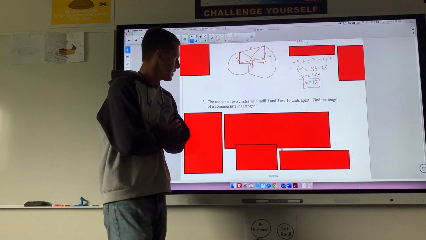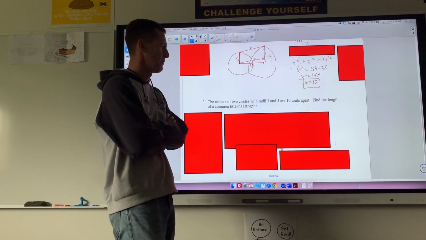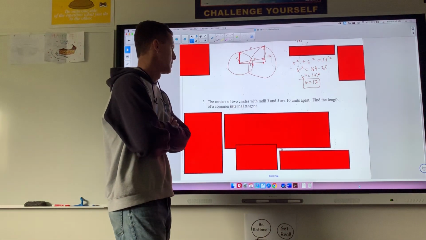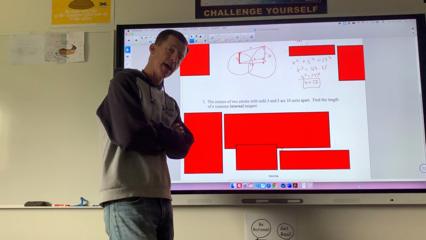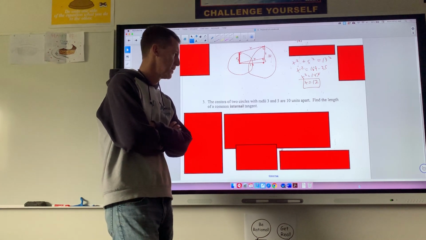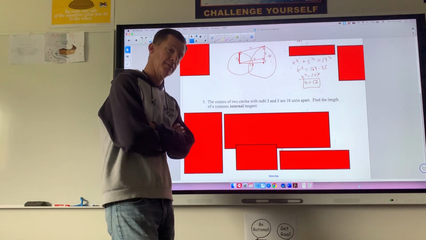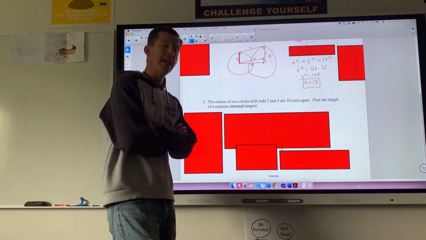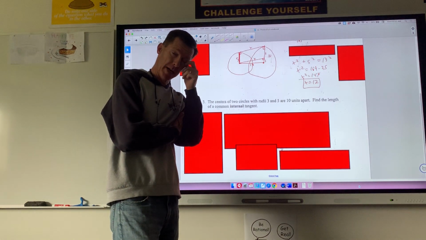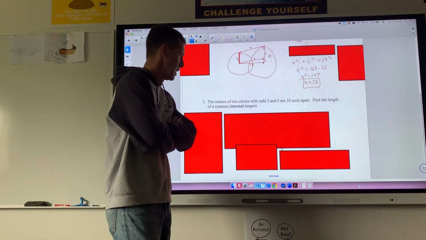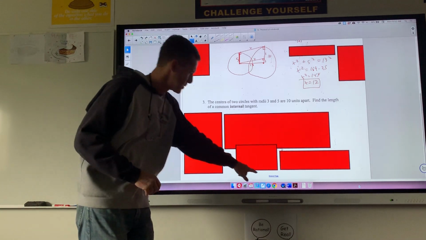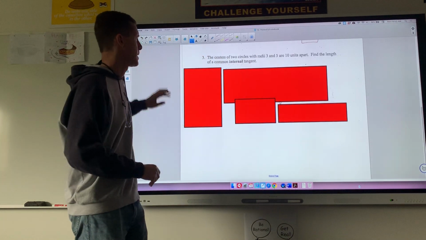number 3. The centers of two circles with radius 3 and 5 are 10 units apart. Are they going to overlap? What do you think? Find the length of a common internal tangent. Okay, so we're doing an internal tangent this time. So I'm going to extend this down a little bit. There we go, so you can see that better.